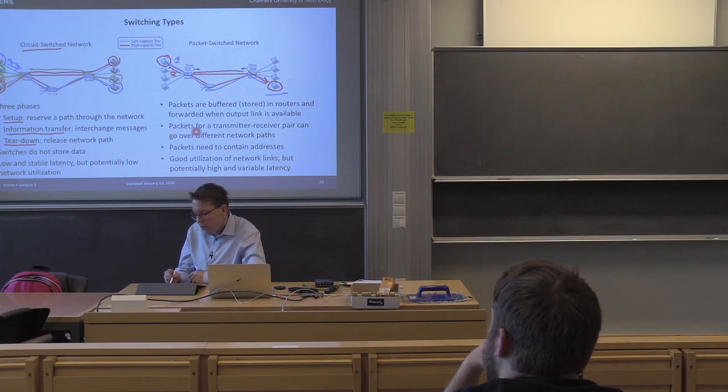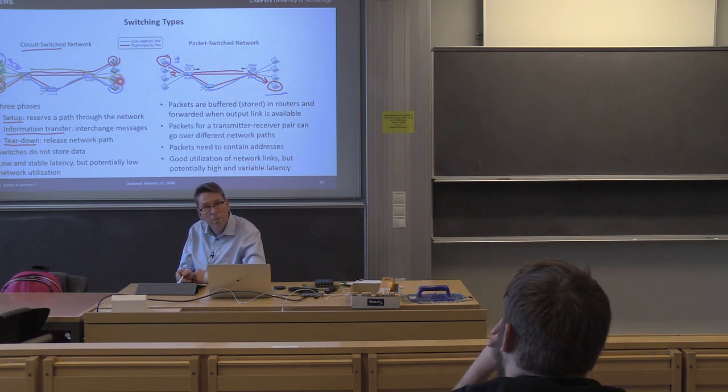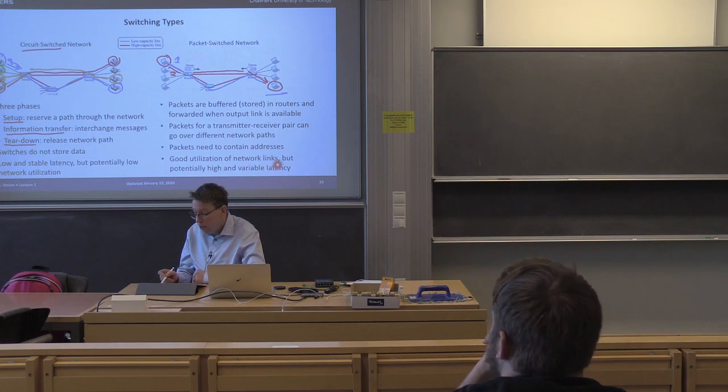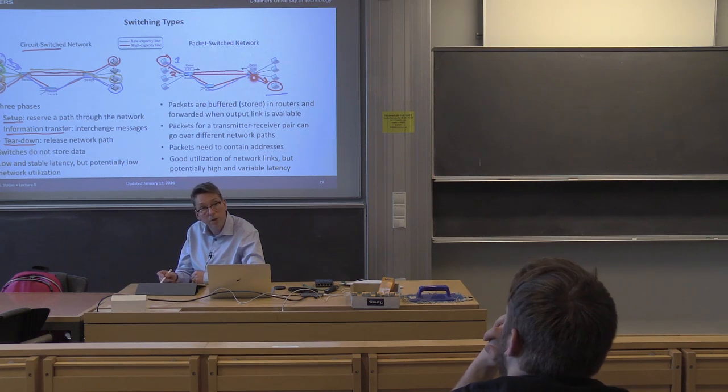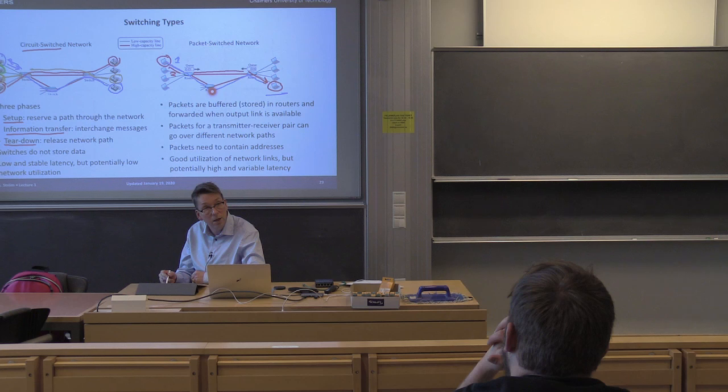So one characterization of these packet switched networks is that packets for a transmitter-receiver pair can go over different network paths. If it's circuit switched, it always goes the same path. Packets need to contain addresses for this to work. And good utilization of these network links is possible because as soon as there is free space on a link, you can transmit the packet. But it also might be that many packets queue up somewhere in a router, which means that the delays increase. Or in the worst case, the number of packets coming into the router is more than the memory storage in the router, and packets are simply dropped, thrown away.